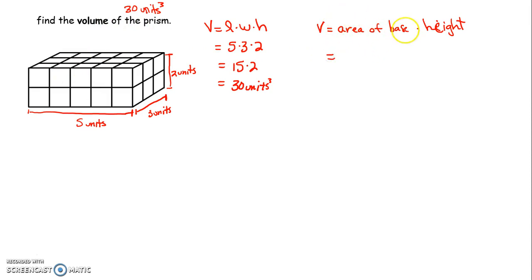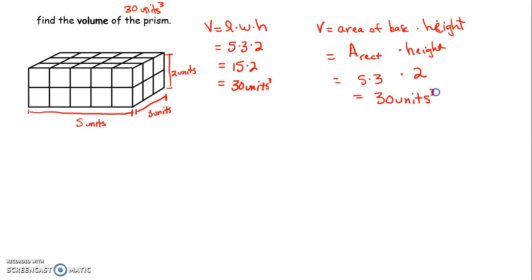If we want to do area of the base times the height, well, the thing is here, our base is a rectangle. So we'll take the area of our rectangle, and then we'll just multiply that by the height of the figure. It's 2 units tall, and the area of a rectangle is length times width. So it is 5 times 3. Either way, we're going to get 30 cubic units, 30 units cubed. So that's the volume of that prism.